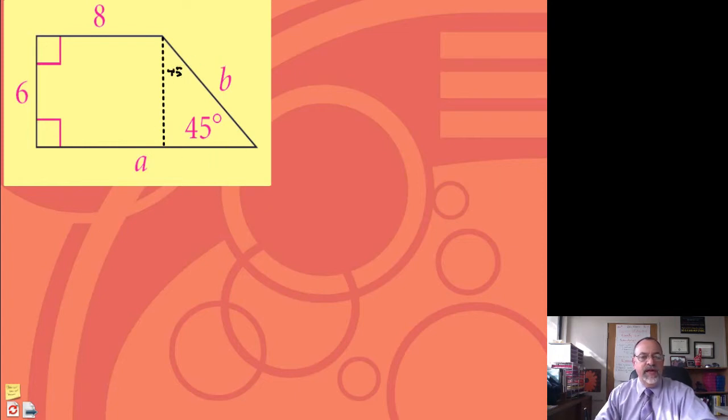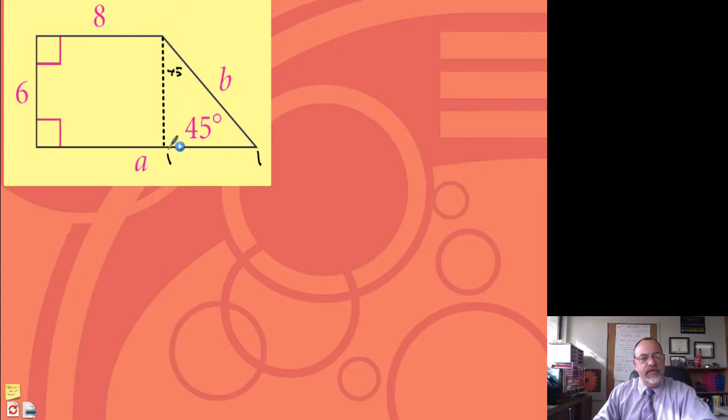And now that I've done that, I can figure out the different sides. Now be careful here. A was this entire length here. So when I cut this off, this length here is not going to be A, it's going to be something else. So we have to be careful about that.